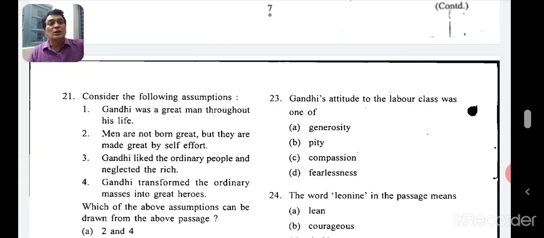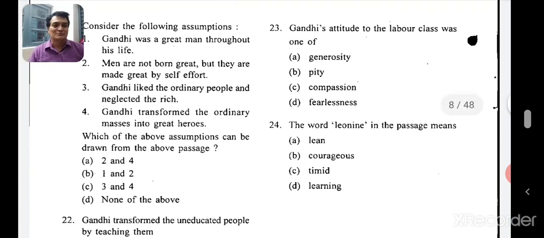The word Leonine in the passage means what? Leonine means like a lion. Like a lion, leonine. So lean, courageous, timid, learning. And what is the quality of a lion? It's very courageous, brave. So the right answer will be courageous.